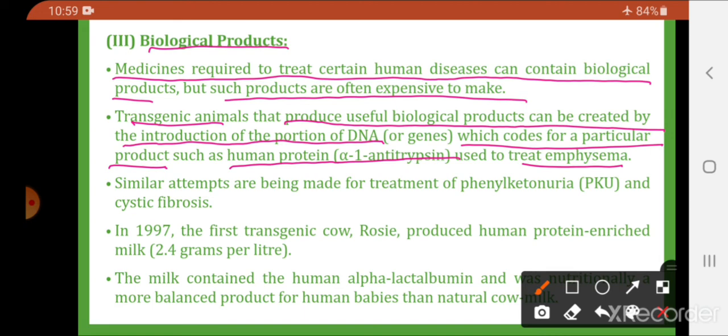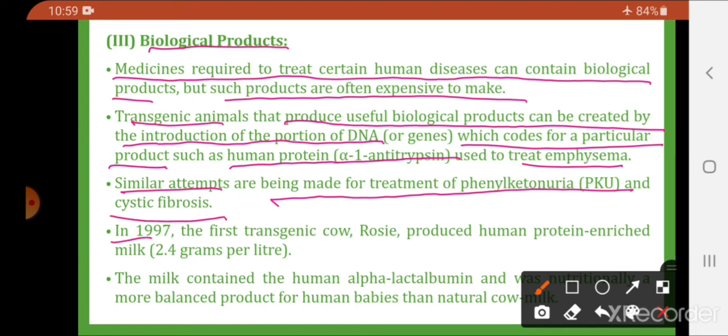एक एग्जाम्पल दी गई है कि अल्फा-1 एंटीट्रिप्सिन it is a human protein. ये प्रोटीन सिर्फ ह्यूमन बींग्स बनाते हैं. सो ये प्रोटीन जो जीन बनाती है वो जीन को आइसोलेट करके ट्रांसजेनिक एनिमल्स में हम डाल देंगे. So now that animal will also start the production of antitrypsin. And what is the usefulness of antitrypsin? It is used to treat the diseases like emphysema. Similar attempts are being made for the treatment of phenylketonuria and cystic fibrosis.